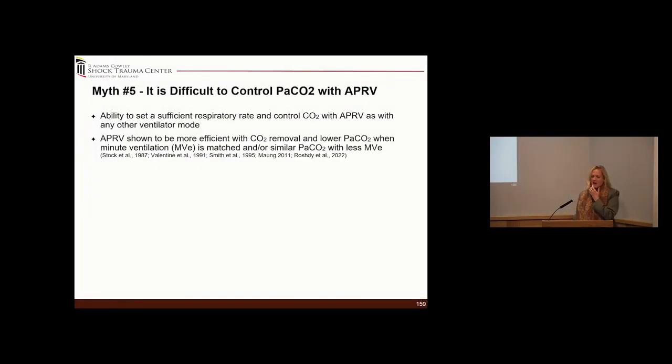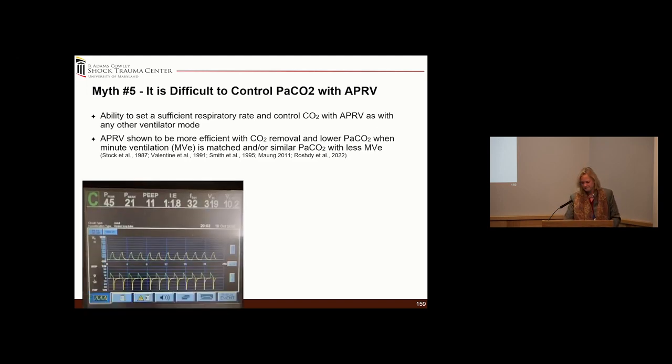So myth number 5, it's difficult to control PCO2 with APRV. And this is really interesting because you can set a rate with APRV just like you can with any other mode. But for some reason, we've had this set notion that the T high has to be 5 seconds, and that's absolutely not true, especially when you're rescuing. APRV has been shown to be more efficient with CO2 removal with a lower minute ventilation.